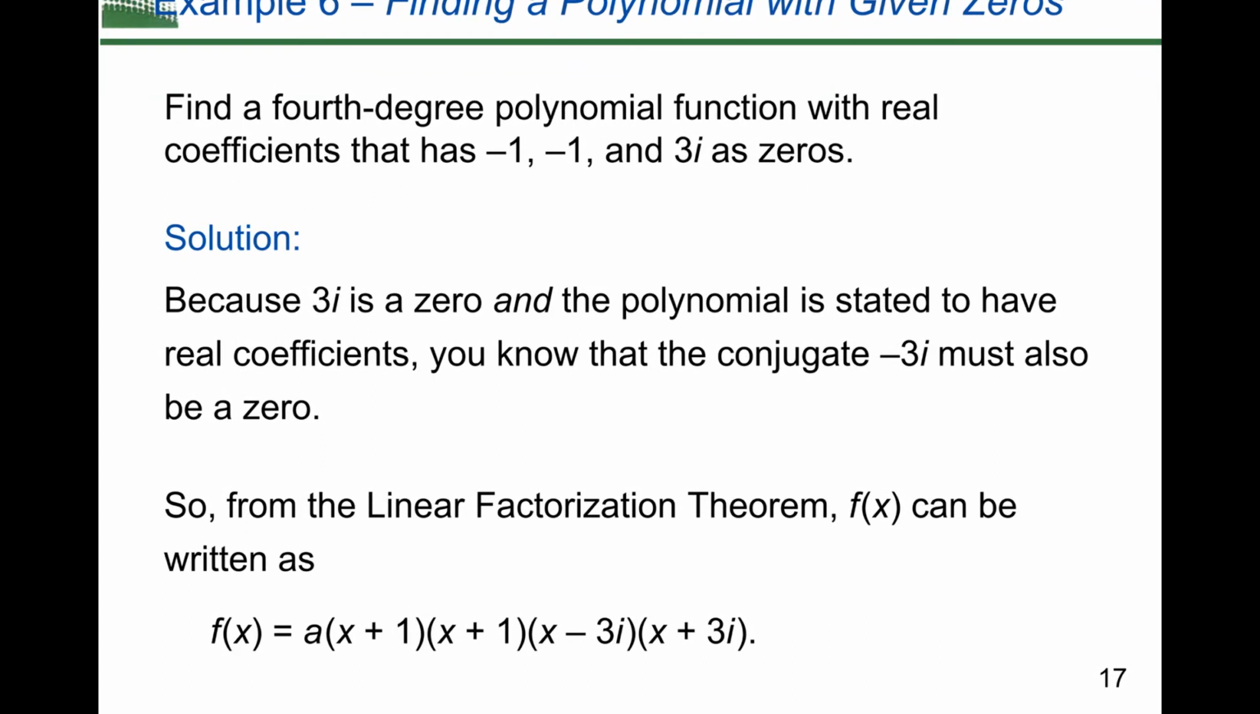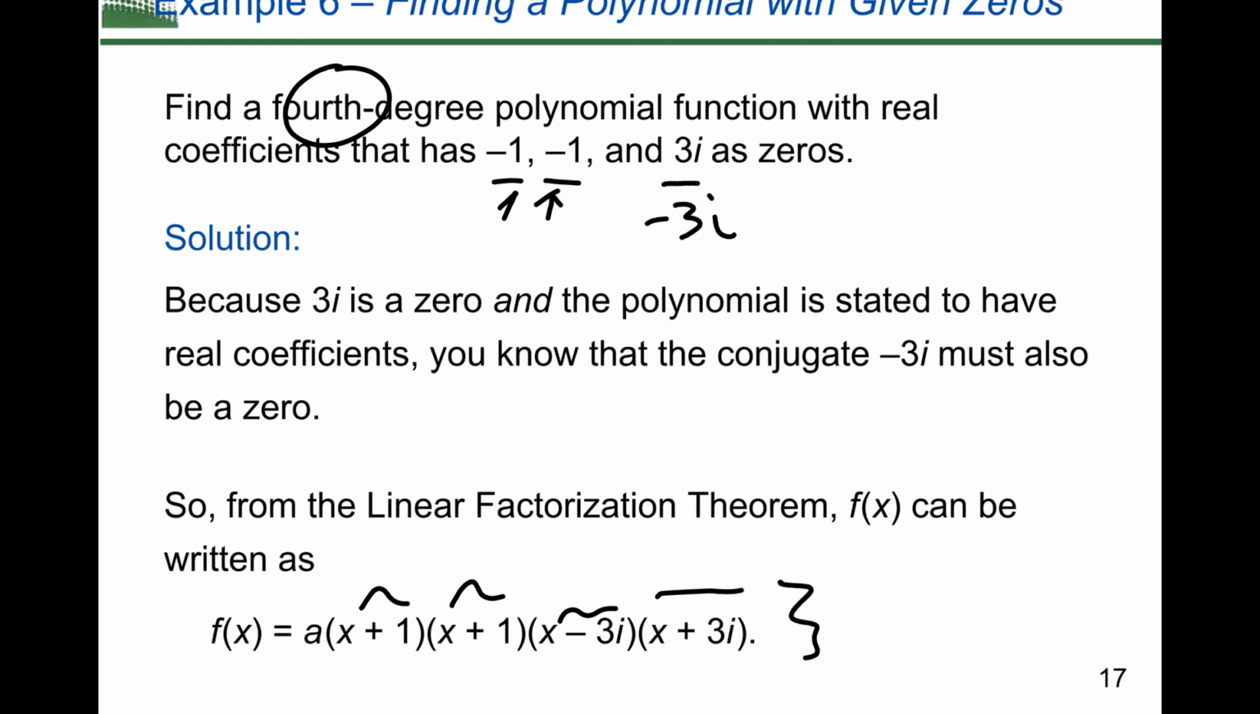So if we want to find a 4th degree polynomial, and it has zeros at -1, -1, and 3i, we have to go up. 3i always has a partner, so we also need -3i in there. And so we would say, I'm going to have a positive 1, that's our negatives up here. And I'm going to have a 3i and a -3i. And so this would be all my factors. And then I can multiply this thing back together in order to find out what that polynomial function is.